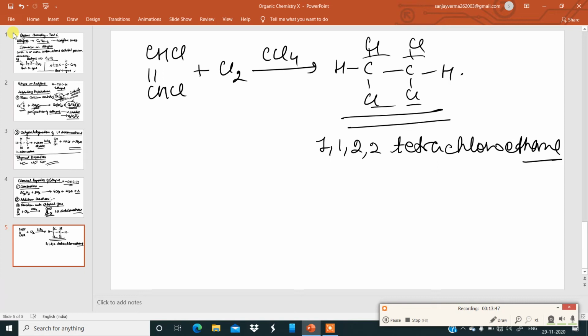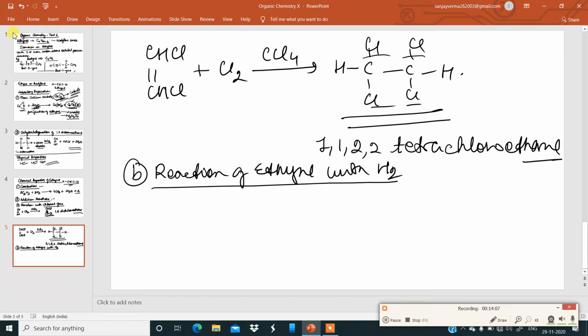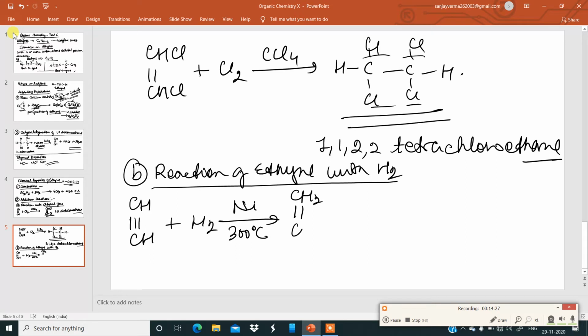Now, next one, number B, okay, reaction of ethyne with hydrogen. That is important. So that is hydrogenation. But this reaction happens in the presence of a catalyst, addition of hydrogen. If I write the formula of ethyne plus H2 in the presence of nickel, catalytic hydrogenation at 300 degrees Celsius, what do you get? We get first ethene.